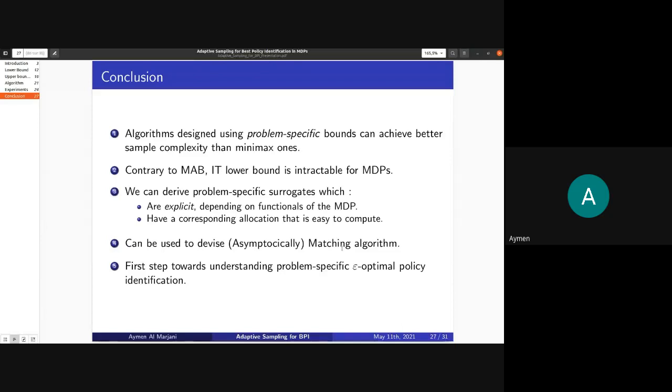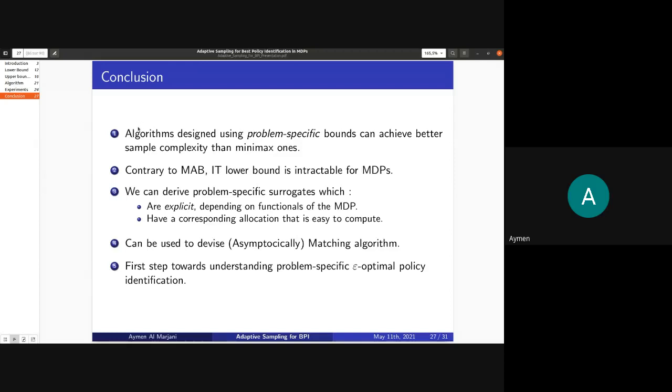So as a conclusion, algorithms designed using problem-specific bounds can do better for best policy identification than ones that use minimax bounds. As we said earlier, sampling state actions uniformly at random makes you minimax optimal. So you can definitely do better by having a much smarter sampling strategy.